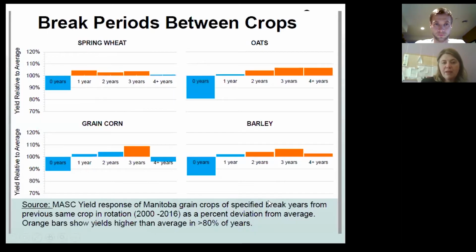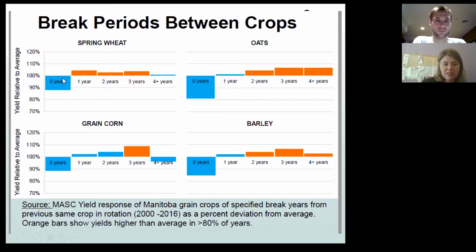So quickly to wrap it up here, just talking about break periods between crops. Within that crop data that we looked at, of crop on wheat stubble, we analyzed it a little bit further to see what years we're really getting our best bang for a buck. This is not necessarily statistics, but the orange bars show fields with yields higher than average in 80% or more of years. So in 80% of the years that we looked at, they were having higher yields.